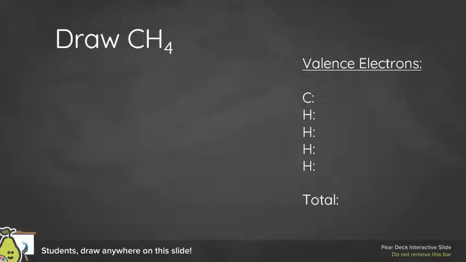So the first one that I had students draw was methane. So methane, we're going to go ahead and put carbon in the center, and we're going to put hydrogen on each of the 4 sides. Before we start drawing, I do want to notate the valence electrons. So carbon has 4, hydrogen each have 1, so it's going to be a total of 8.